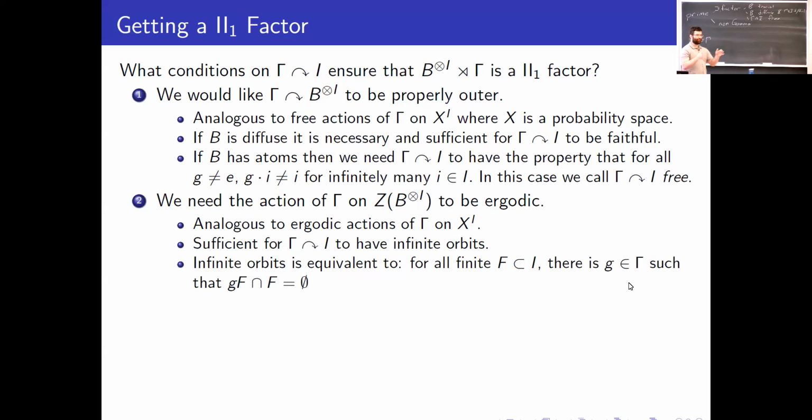But I want to take B to be just a general object. I want to leave B alone as much as possible. And this is, I think, pretty believable, but it's really important to basically every argument related to these cross products that infinite orbits is the same thing as a weak mixing property on the index set. So every finite set gets moved away from itself by at least some group element. Yes?